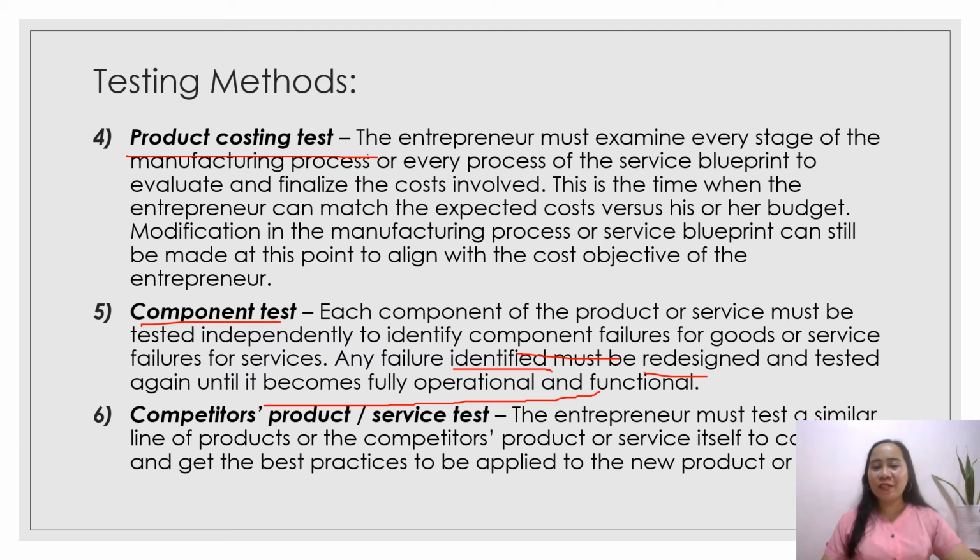The sixth testing method is competitors' product or service test. So here, the entrepreneur must test a similar line of products of the competitors' product or service itself to comply and get the best practices to be applied to the new product or the new service.